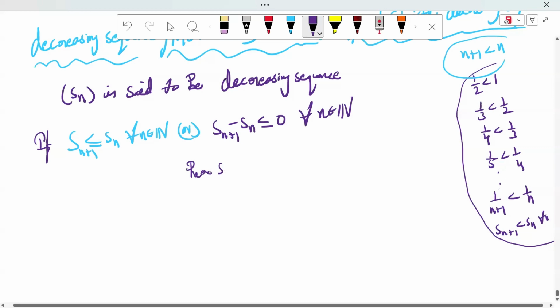Here Sn plus 1 is less than Sn for all n. Therefore, the sequence Sn is strictly decreasing. Strictly decreasing sequence.